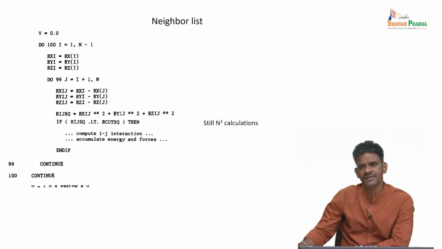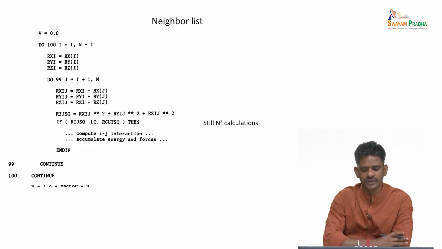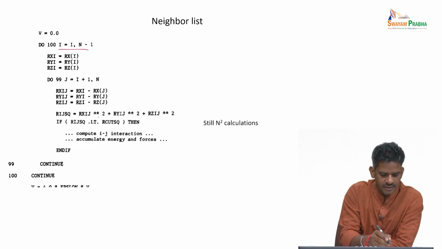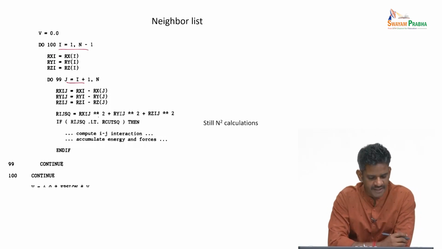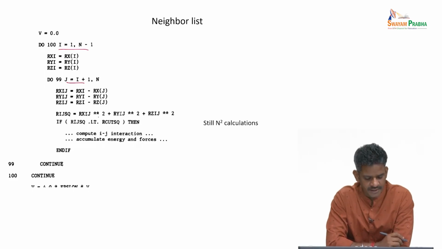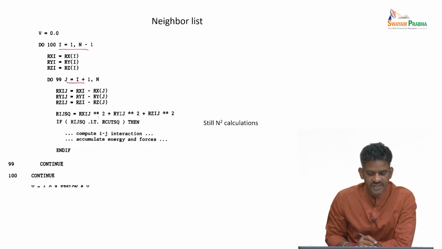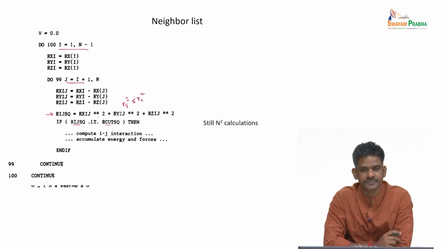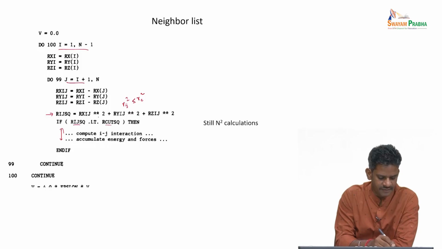Now, what have we achieved by having this potential cutoff? To see that, we again go back to the force calculation in a double loop here, i going from 1 to n minus 1 and j going from i plus 1 to n. So, in this case, with this potential cutoff, after we calculate the Rij square in this step, we check whether this Rij square is less than or equal to the cutoff square. If so, then we calculate the forces here.